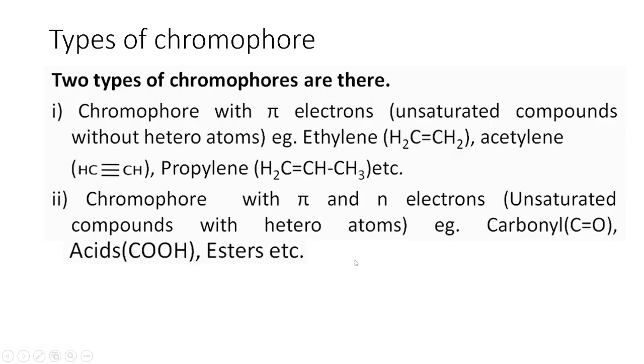Now, types of chromophore. There are two types of chromophore. Chromophores with pi electrons, like all kinds of unsaturated compounds with a double bond or triple bond. Here acetylene, propylene, or ethylene have pi electrons, so they are chromophores. And chromophores with pi and n electrons, that is, compounds which carry lone pair electrons, like carbonyl compounds, acid groups, esters, etc.